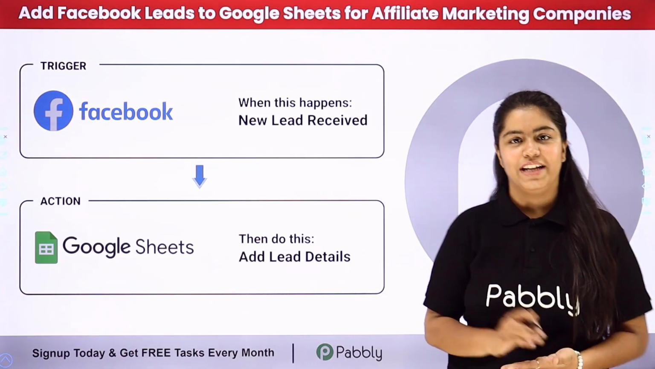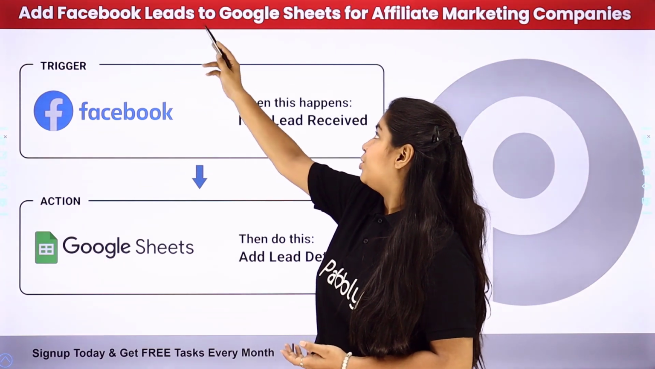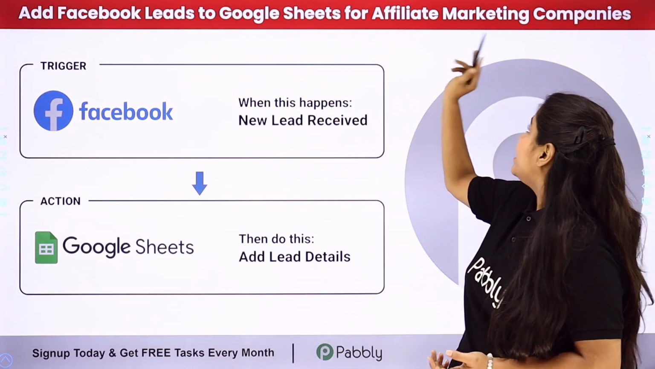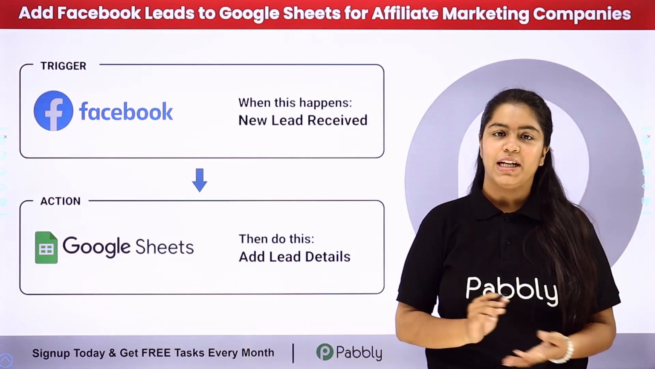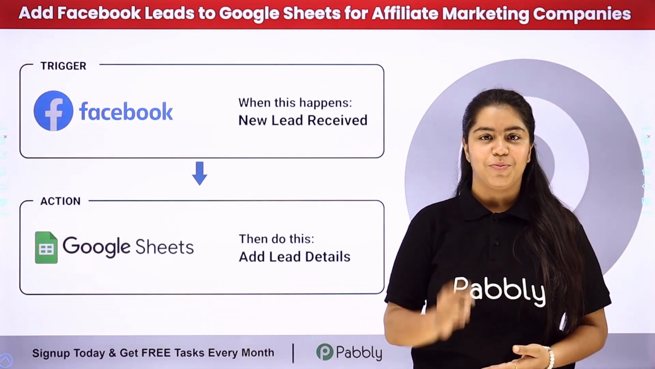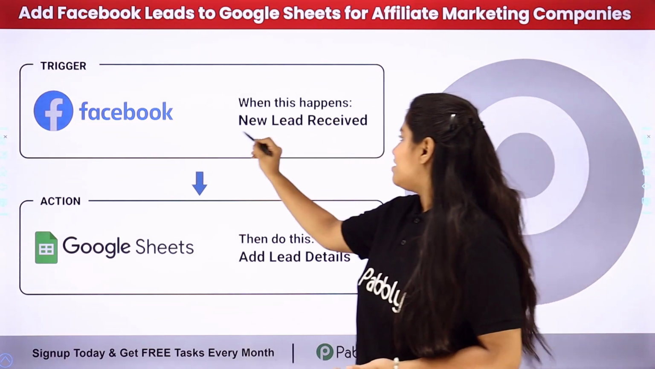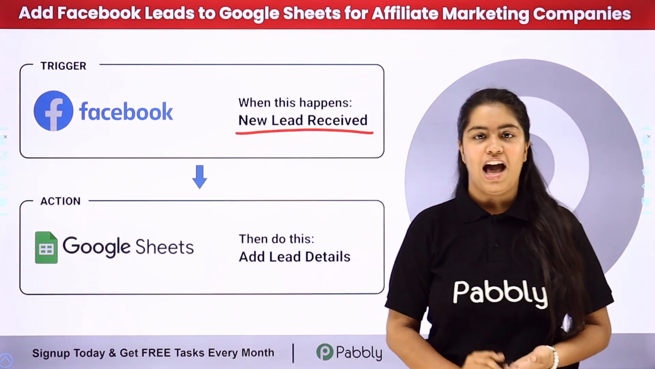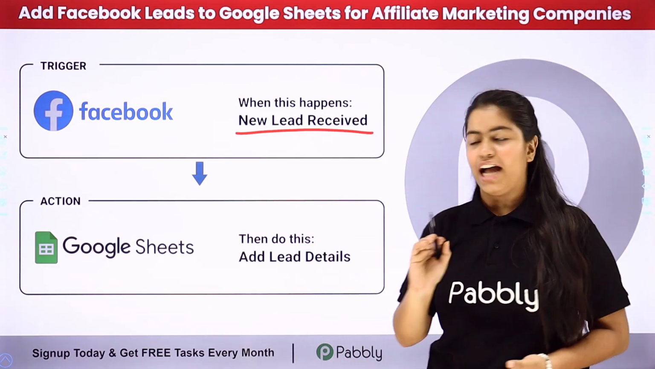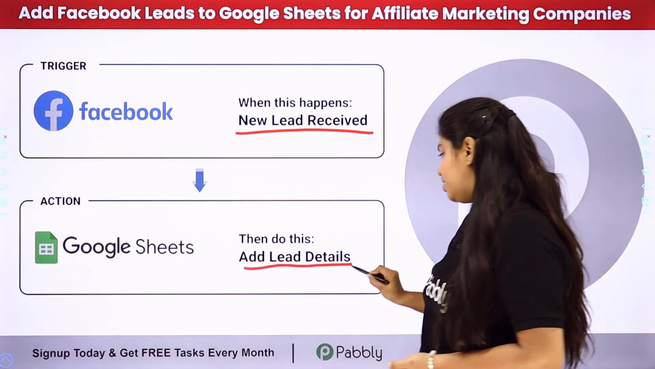The title of our today's video is How to Add Facebook Leads to Google Sheets for Affiliate Marketing Companies. So I'm running an affiliate marketing company, and to promote my company I'm using Facebook lead ads. And I wish that as soon as a new lead is received in my Facebook lead ads, automatically the details of that lead should be added to my Google Sheets too.